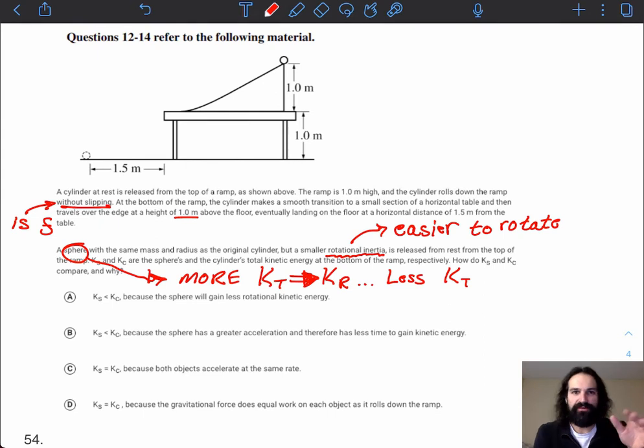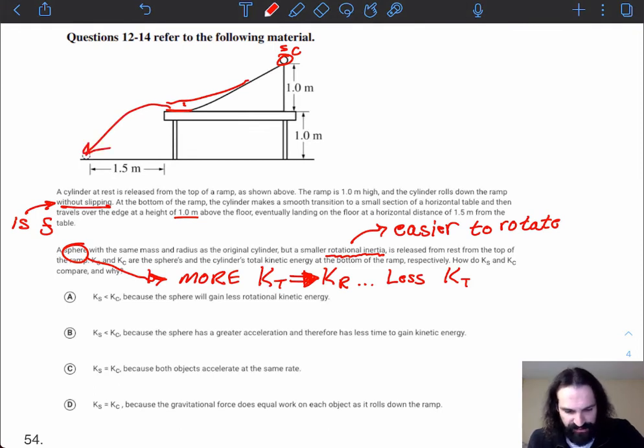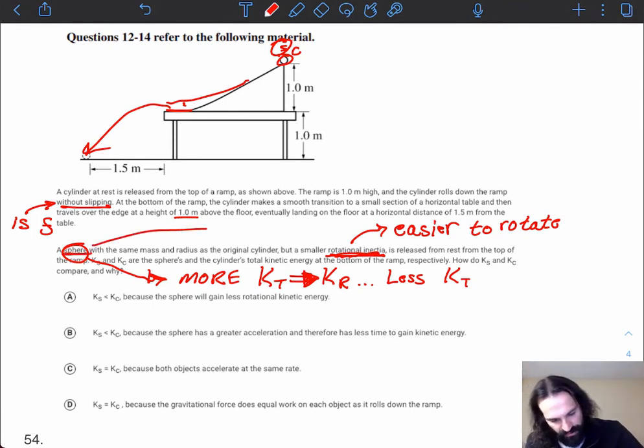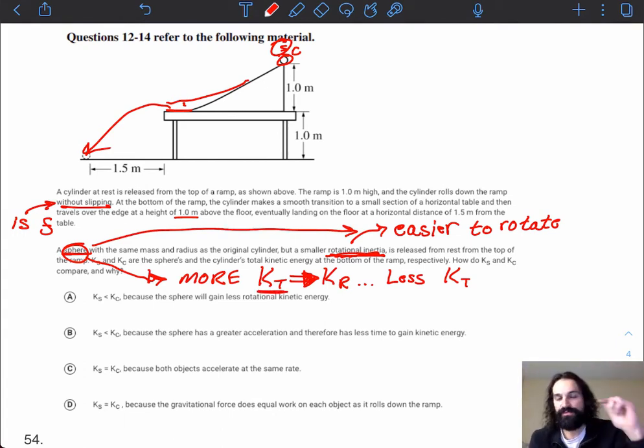All right, so there's a lot to unpack with 53, but basically we have a cylinder and a sphere at the top of this 1 meter high ramp. It gets to the bottom, rolls across a smooth surface, and the cylinder lands here, and then they replace it with basically a lighter sphere. That's what they were talking about with rotational inertia. Inertia is how hard something is to move, so rotational inertia is how hard it is to rotate it. So if the sphere has less rotational inertia, that means it's going to be easier to rotate, which means more of its moving kinetic energy gets turned into rolling kinetic energy.